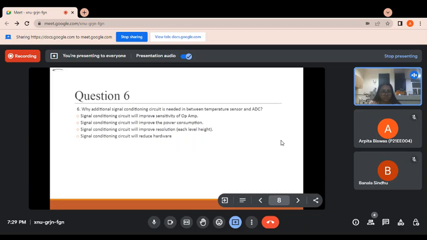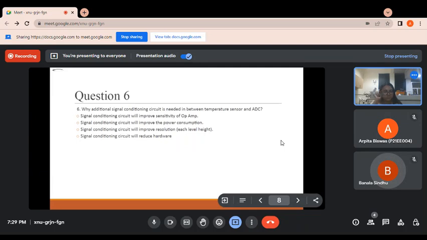And don't think that you are giving a wrong answer or something. At least you try, then I will explain. Why is an additional signal conditioning circuit needed in between the temperature sensor and ADC? The third option, ma'am. Yes, the right option is the third option.